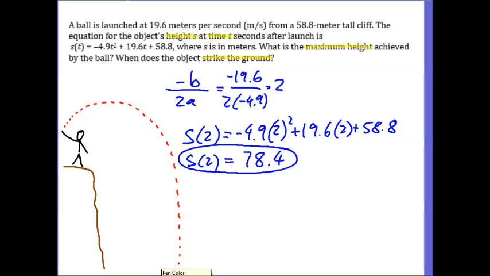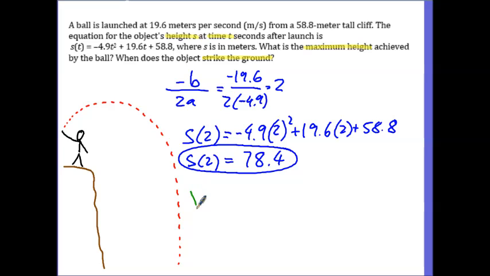When does the object strike the ground? So in other words, ground means when does it hit the x-axis, right? In a way. Where is the y-coordinate 0? We're talking about zeros. We're talking about x-intercepts here. So let's find those x-intercepts, and looking at our a, b, and c, we can easily see that it's not going to be able to factor this equation.